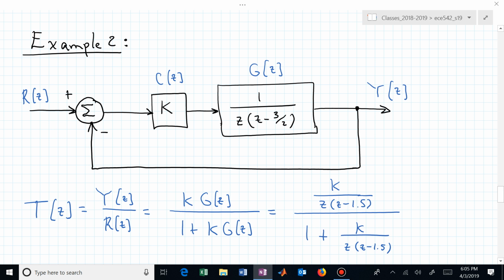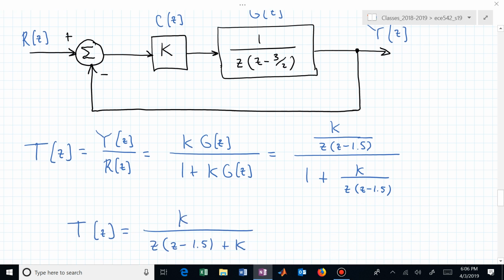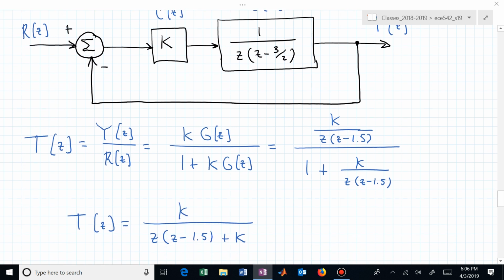You might be a little uncomfortable with this ratio of ratios. We can clean that up a little bit by putting everything over the same denominator in the numerator and denominator and canceling that, and we end up now with the closed loop transfer function being k over the original denominator polynomial, z times (z minus 1.5), plus k.